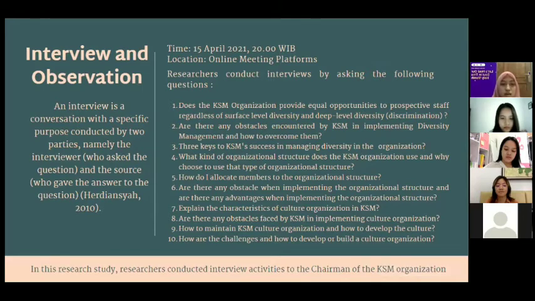Number six is, are there any obstacles when implementing the organizational structure and are there any advantages when implementing the organizational structure? Number seven is explain the characteristic of organizational culture in KSM. Number eight is, are there any obstacles faced by KSM in implementing organizational culture? Number nine is how to maintain KSM organizational culture and how to develop the culture. And the last is what are the challenges and how to develop or build an organizational culture.